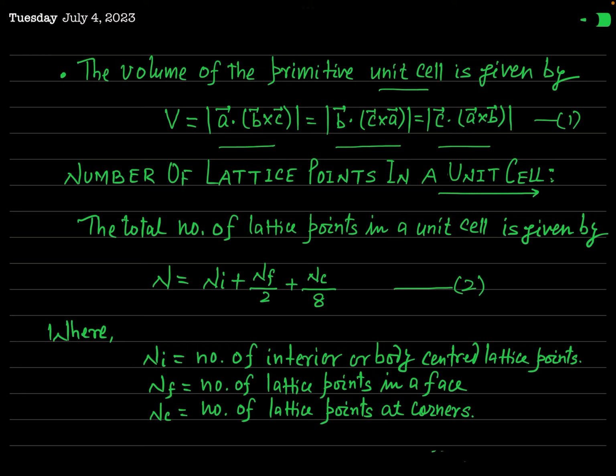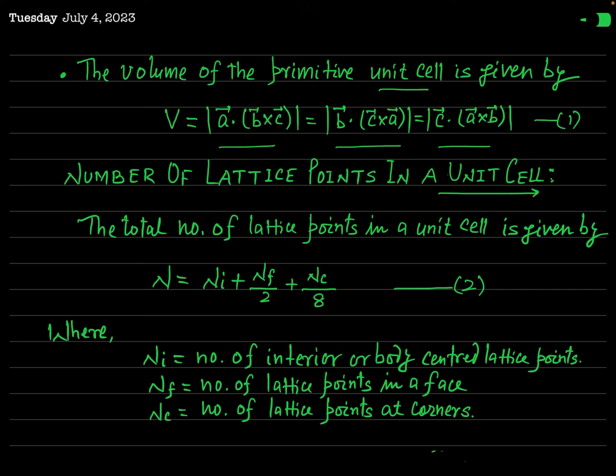This is actually the volume of this primitive unit cell, or you can say this is the minimum volume of this primitive unit cell. Okay. Now we will learn about the density of lattice points per unit cell. It means what will be the number of lattice points in a unit cell.